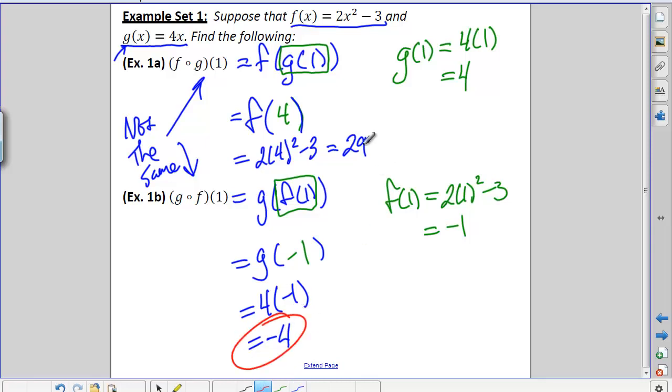Again, these two answers we got are not the same, right? So when you switch that order around, f of g is not the same as g of f. Not always, anyways. Now sometimes it is, and we'll see here in a little bit what that means if f of g and g of f are the same. But for now, just know that they're usually not the same.